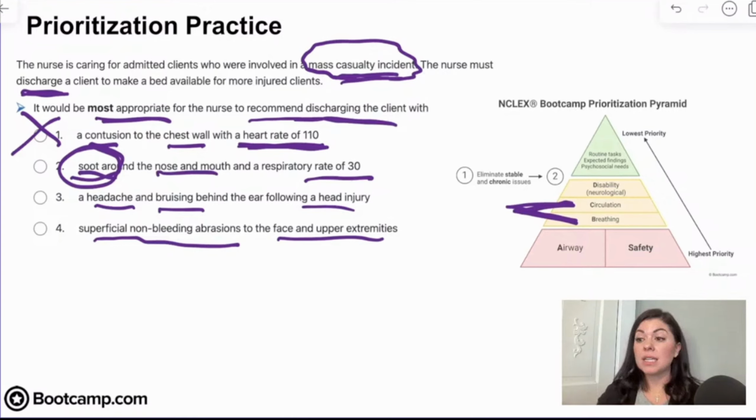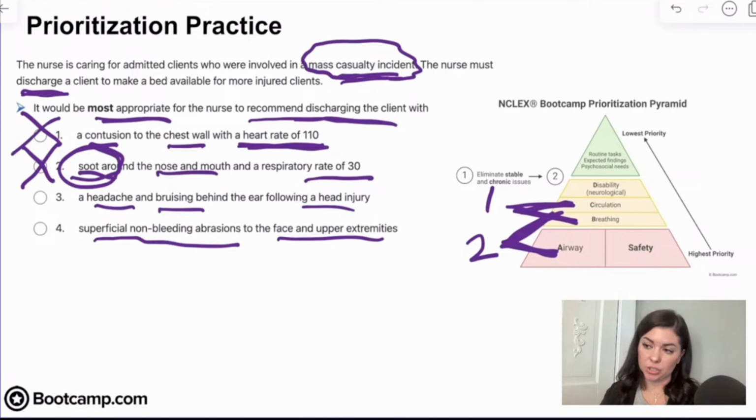So anytime you see soot around the nose, the mouth, or it's in the sputum, that's a big old concerning airway or breathing issue for you guys. That's an inhalation injury. So moving on to option 3, headache and bruising behind the ear following a head injury.